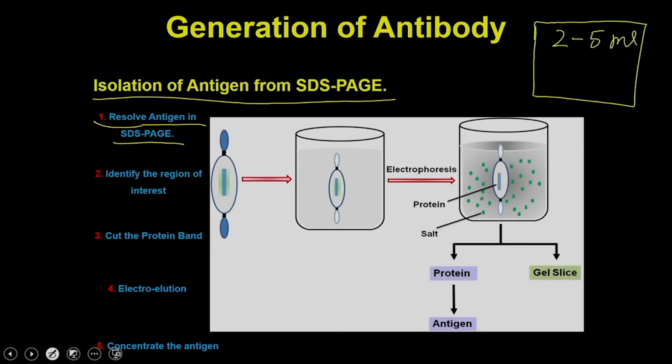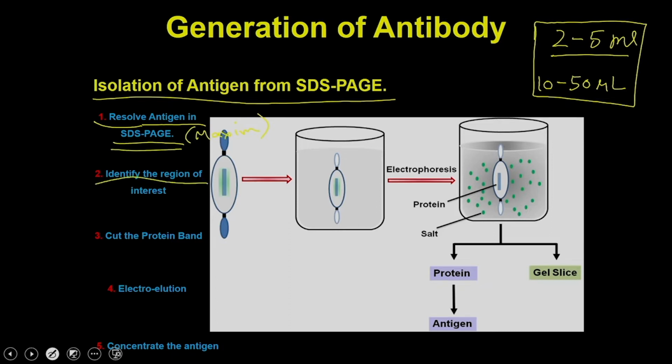Normally in a typical SDS page, what you load is somewhere around 10 to 50 microliters, whereas in this case we are going to load 2 to 5 ml of lysate. So it is going to be a big gel, and you have to run a maxi prep gel.